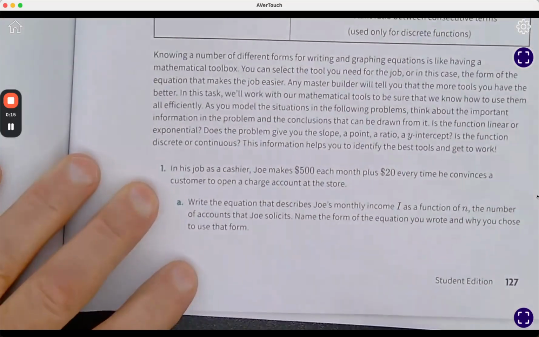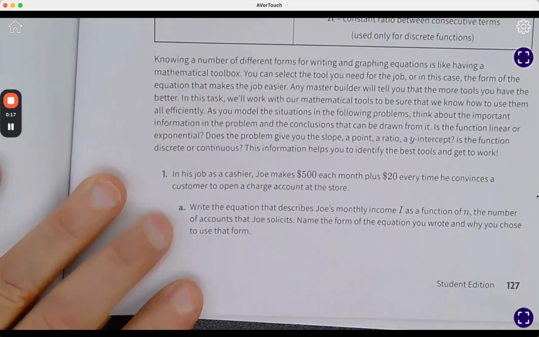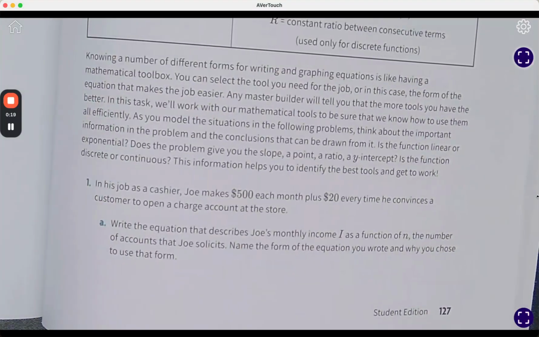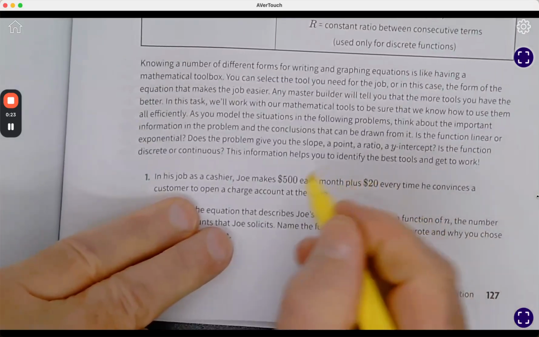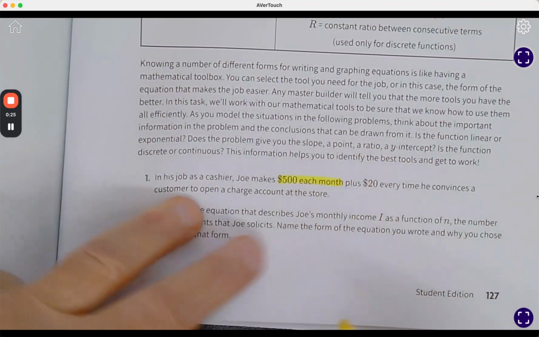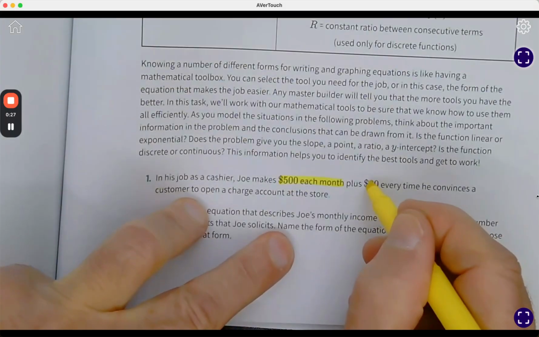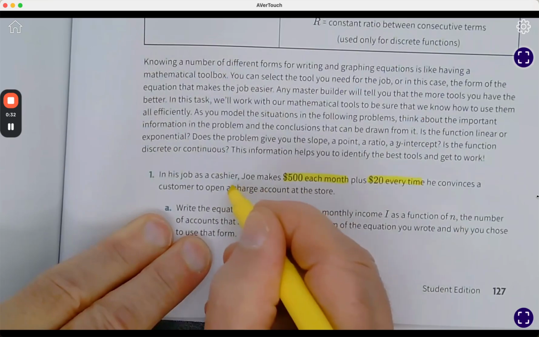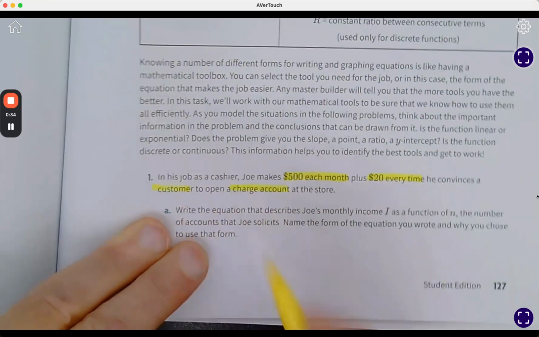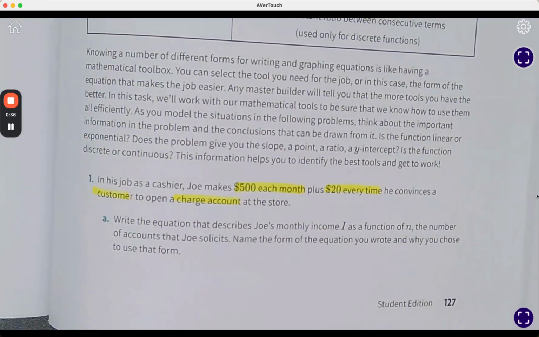In his job as a cashier, Joe makes $500 each month. I like information that I can extract. That's important. So, boom. Plus $20 every time he convinces a customer to open a charge account. Okay? So there it is. That is the pertinent information.